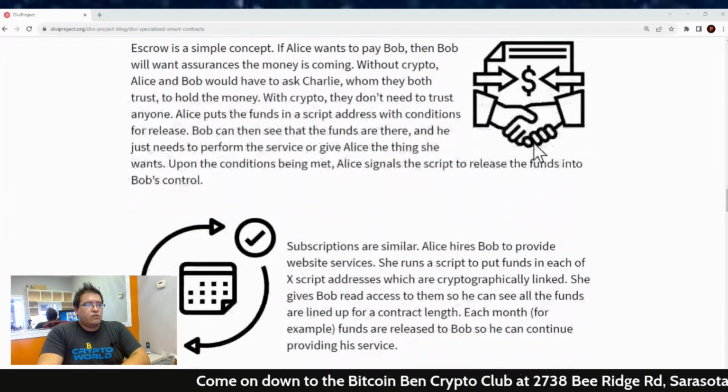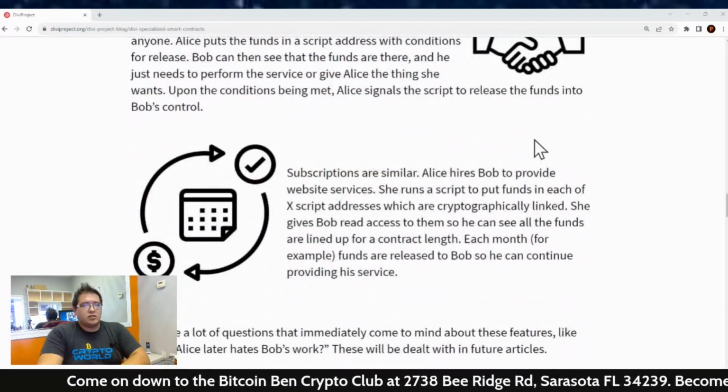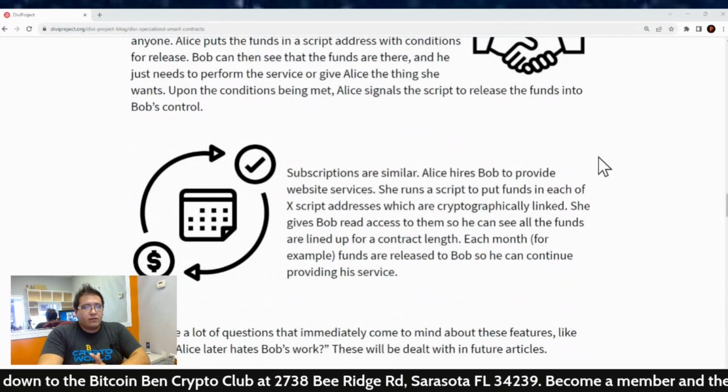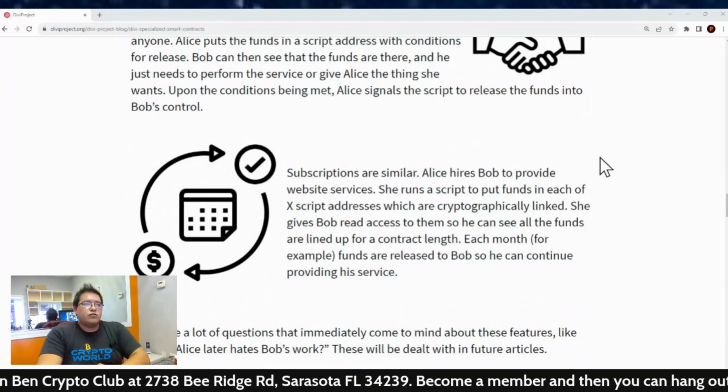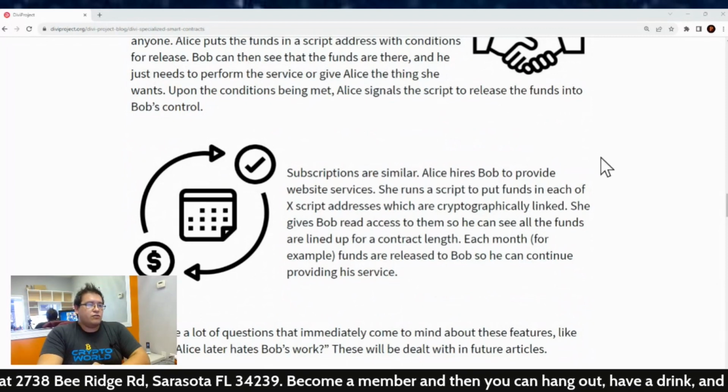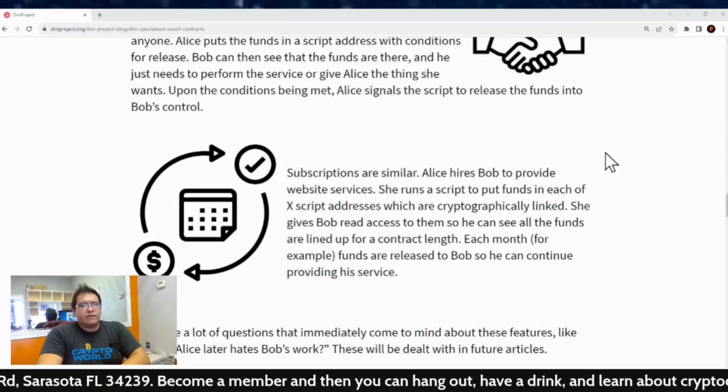Now, the third way is subscriptions. Subscriptions are similar. Alice hires Bob to provide website services. She runs a script to put funds in each of the X script addresses, which are cryptographically linked.